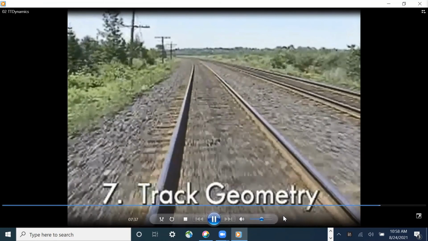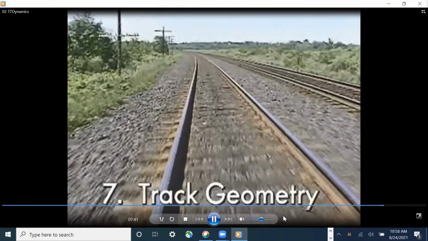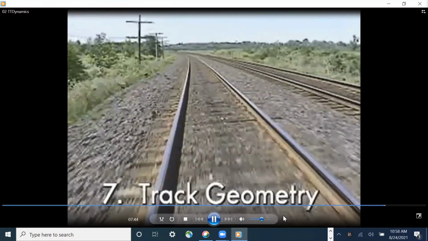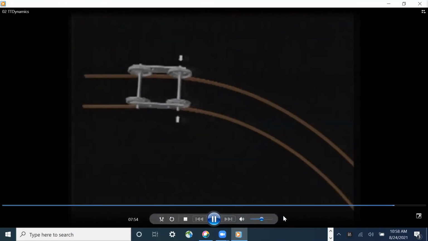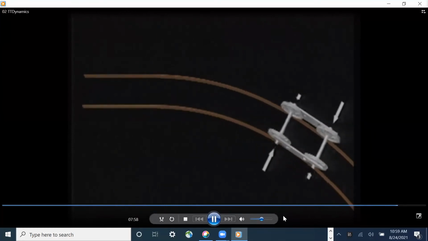Track geometry can produce lateral forces as well, primarily through changes in alignment. When a vehicle enters a spiral, the trucks must be turned to follow the track. The forces to turn the trucks are generated by the lateral forces between the wheels and the rail.